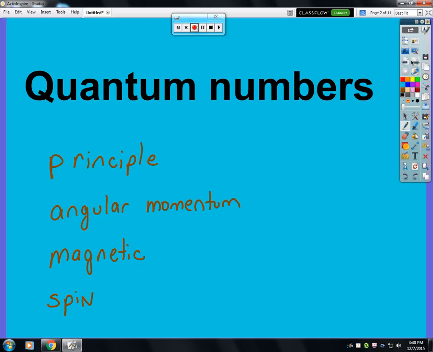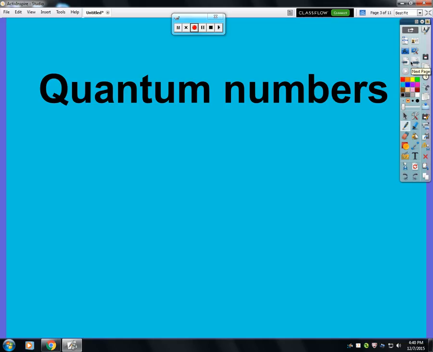So there's 4 basic quantum numbers. The first one is the principal quantum number. The second one is the angular momentum quantum number. The third one is the magnetic quantum number, and the fourth one is the spin. So before we even talk about principal, angular, magnetic, and spin, let's go back to what this is real quick. And you need to go back and look at your 1s2, 2s2 type of information.